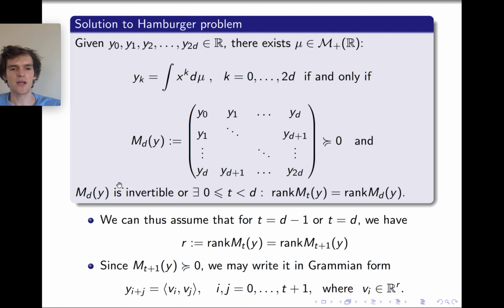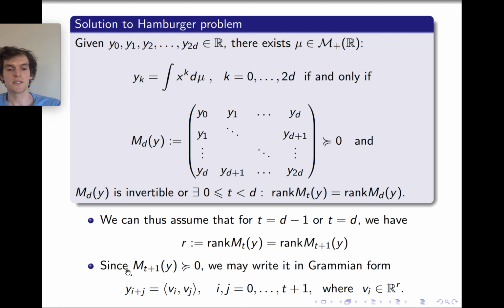So now we said if the matrix is invertible, then we actually can deduce that, if we were to take d equal d plus 1, we would actually just satisfy this rank condition. So in fact, we can assume that the moment matrix is positive semi-definite, and we can assume that this rank constraint is satisfied. So that's what I'm writing here. We can assume that for t, we have that this is true, okay?